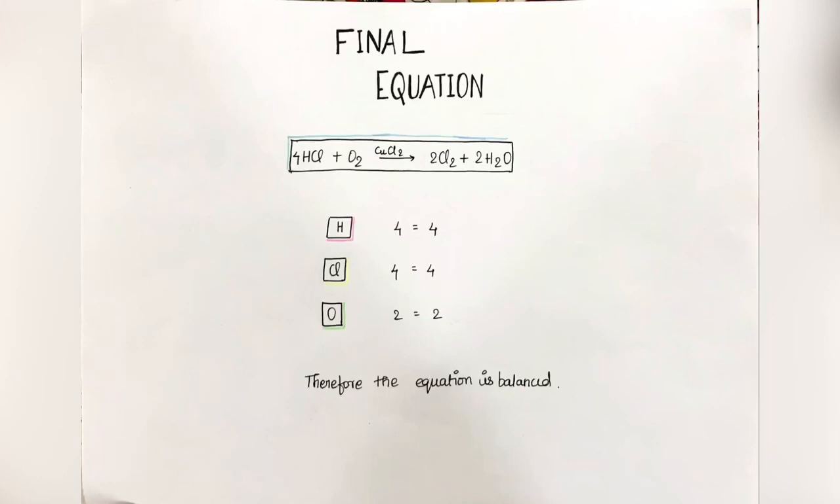So for checking the balanced equation, we have to check the atomicity of each element. If the atomicity is equal on both reactant and product side for each element, then the reaction is said to be balanced. For H, the atomicity on both reactant and product side is 4. And for Cl, the atomicity on both reactant and product side is 4. And for oxygen, the atomicity on both reactant and product side is 2. And therefore the equation is balanced.